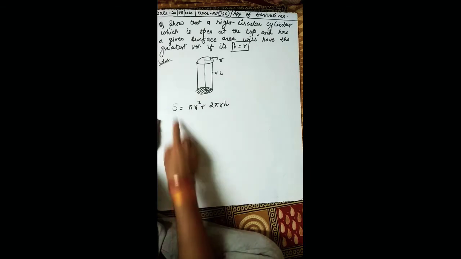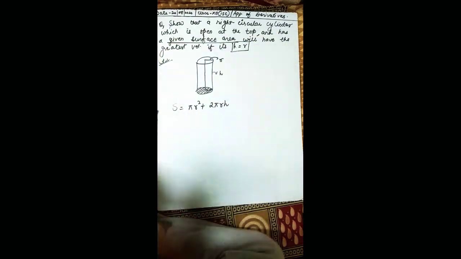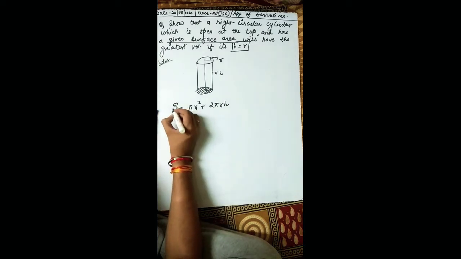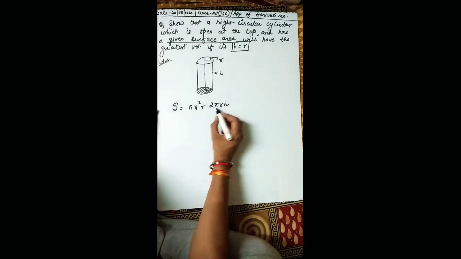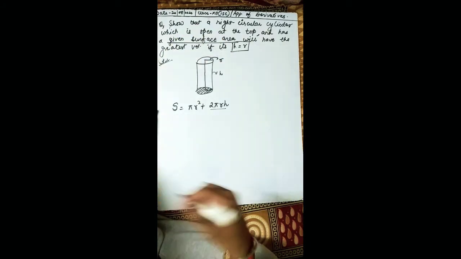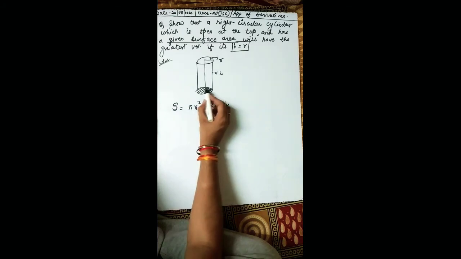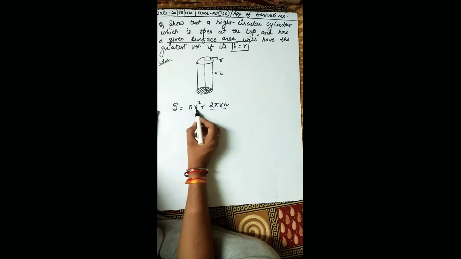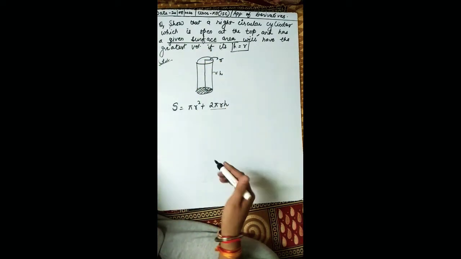Okay, so given, what all things do we have to notice? Given surface area, that means your surface area S is equal to pi r square plus 2 pi r h. How did this come? This 2 pi r h is the curved surface area of that cylinder, and pi r square is the base area. That means this is the circular area, that is why pi r square. We won't consider the top pi r square because this is open.